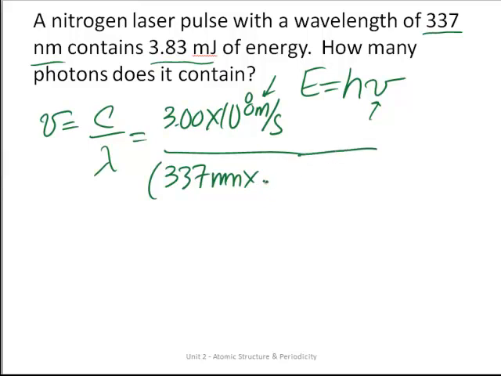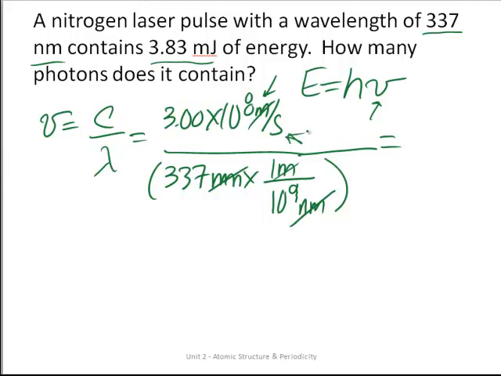Of course, there are 10 to the 9th nanometers in 1 meter. And if we convert this to meters and divide that by 3.0 times 10 to the 8th meters per second, our meters are going to cancel out and we're going to be left with reciprocal seconds, which is of course what we want. And that gives us a value of 8.90 times 10 to the 14th reciprocal seconds.